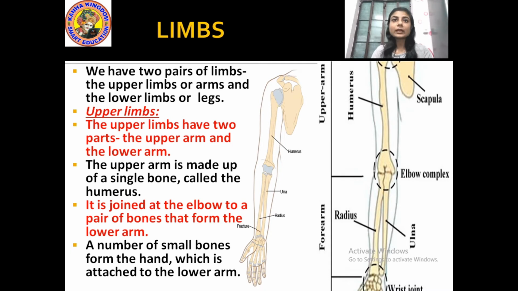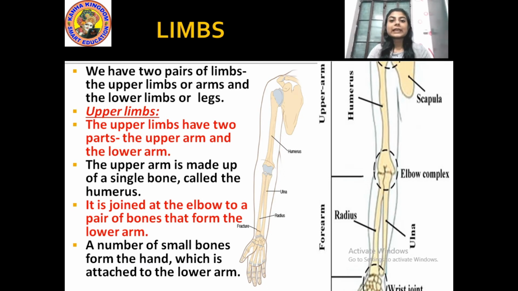Now let us study the upper limb first. The upper limb has two parts, the upper arm and the lower arm. You can see in the picture. First, from the shoulder to the elbow, that is the upper arm, and from the elbow to the hand, that is the lower arm. It has two portions.